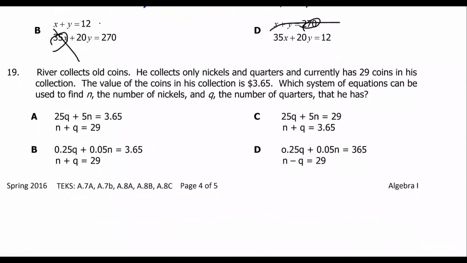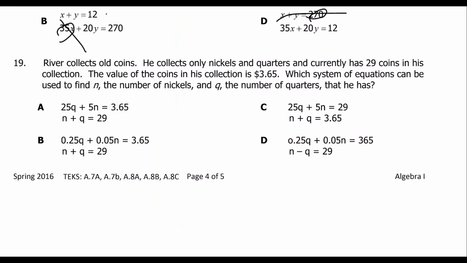Okay, moving right along, River collects old coins. He collects only nickels and quarters. Okay? Kind of a weird taste in coinage, but whatever. He collects only nickels, okay? My brain says 0.05 N. My brain also says 0.25 Q. Okay? When I hear nickels, I hear 0.05 N, and I hear 0.25 for quarters. That's just how my brain works.